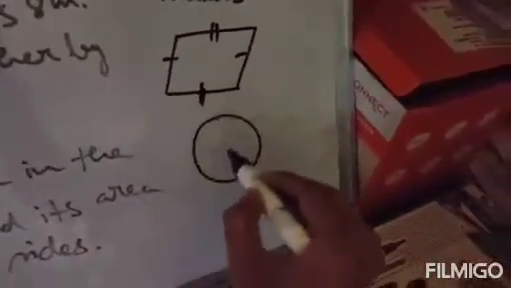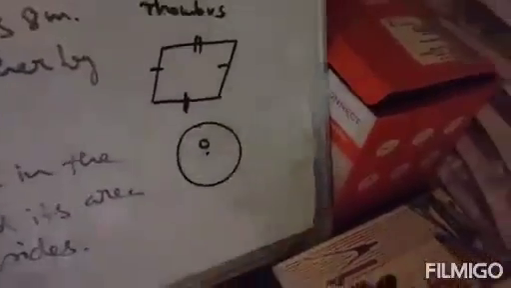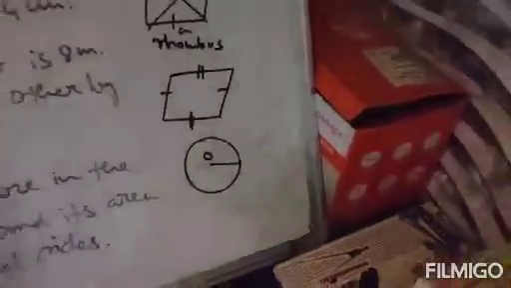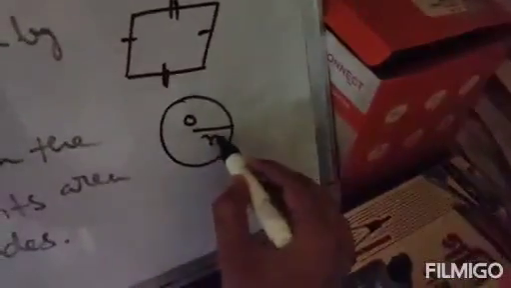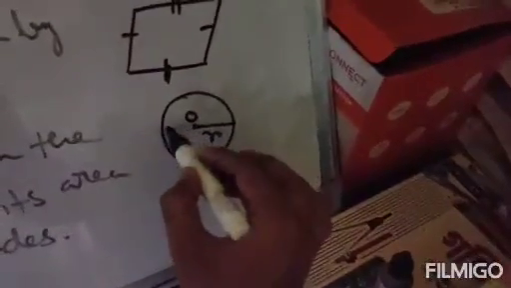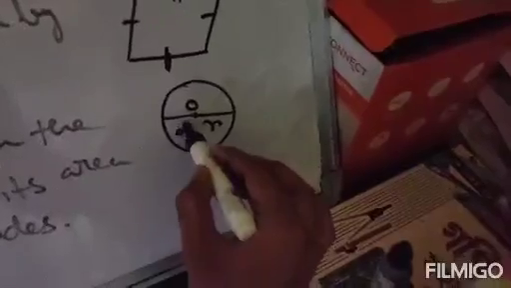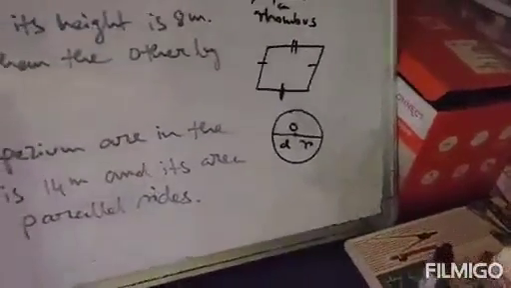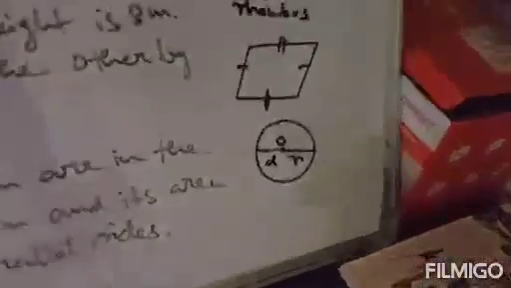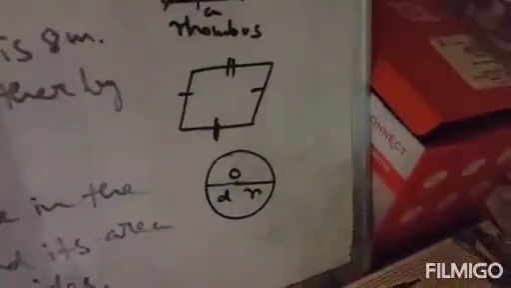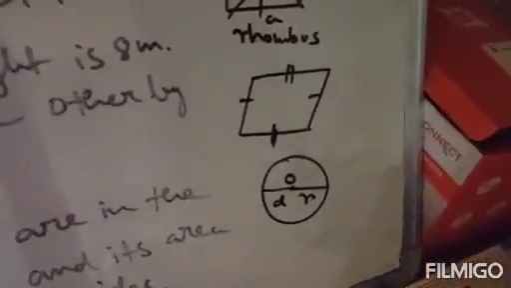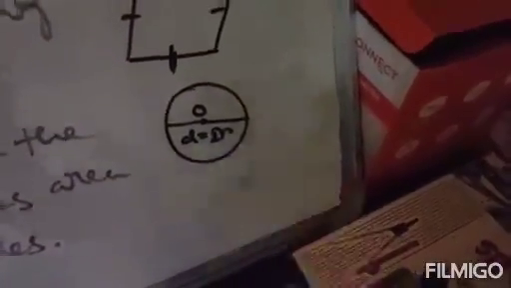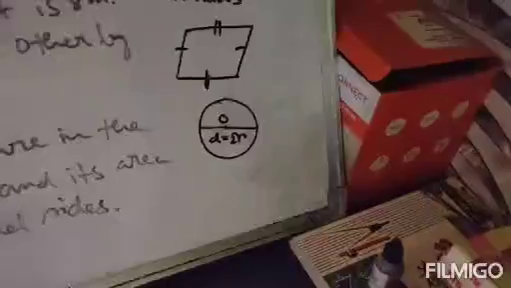It is a circle and a center. The distance from the center to the circle, that is this distance, is known as its radius. Twice its radius is known as its diameter, which is represented by d. The relation between diameter and radius is, if diameter is represented by d and radius by r, then d equals 2r. That means twice the radius is equal to the diameter.